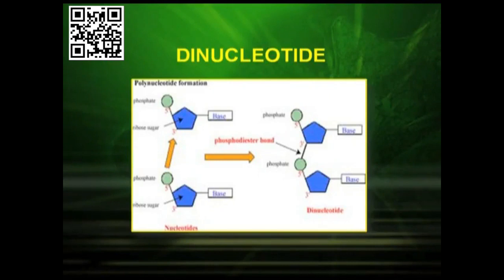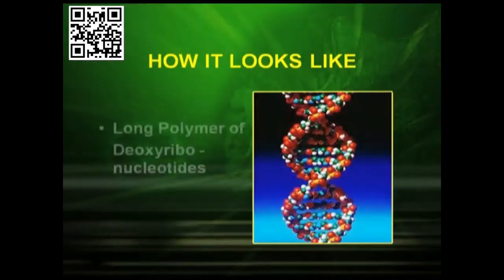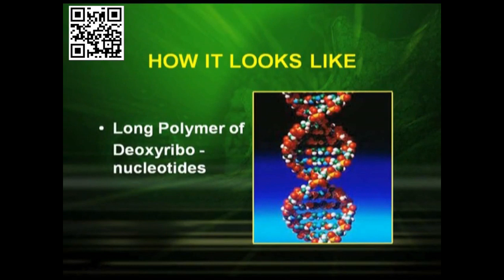This is a very simple model which you can also make, which shows the clear anti-parallel character of DNA, from 5' to 3' and from 3' to 5'. Let us see how the DNA molecule looks. It is a long polymer of deoxyribonucleotides.